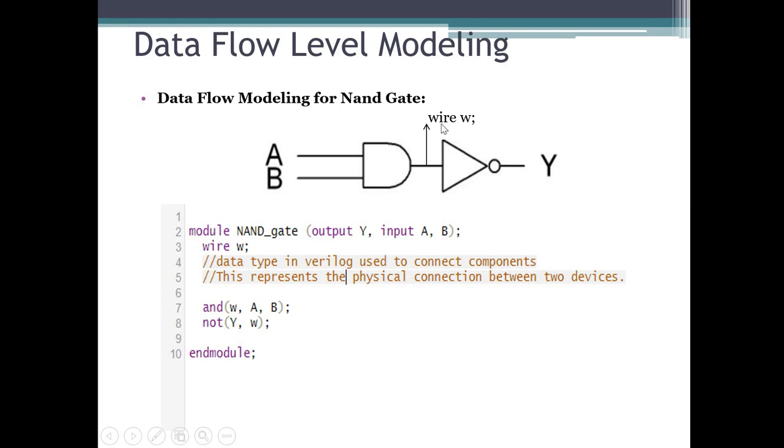So I have declared a wire. We'll see what it does and how it performs. For now, you have to understand what a wire is. A wire is used for the physical connection between the hardware elements. So that's it, don't worry about that. For the physical connection, we have written this wire.